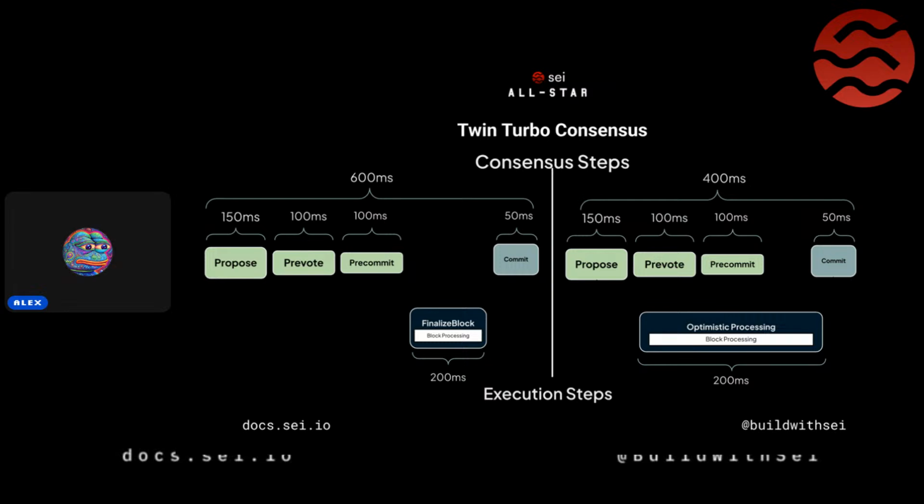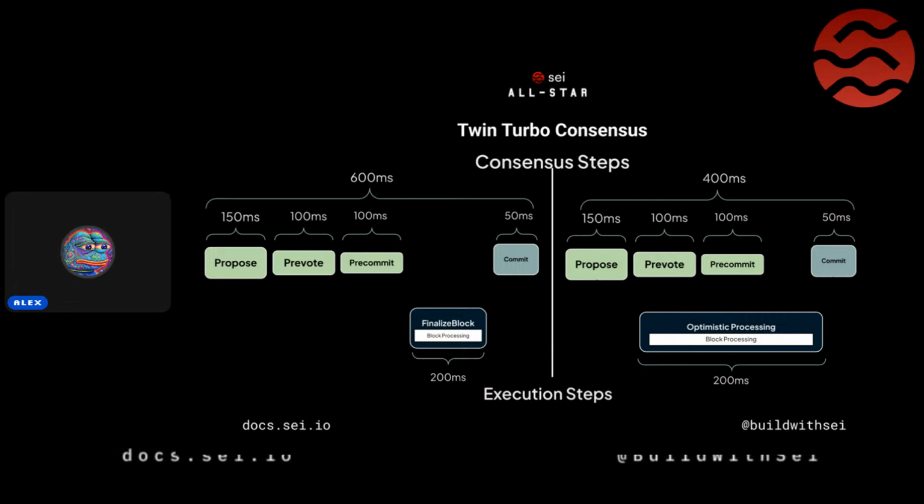And this is actually pretty simple to understand. The fact lies in how these blocks are actually generated. So in your normal Tendermint consensus, which is just a normal Byzantine fault-tolerant consensus, it just means we essentially have multiple stages. On the left, you can see the normal way of doing it, and then on the right side, we see how SEI is doing it.